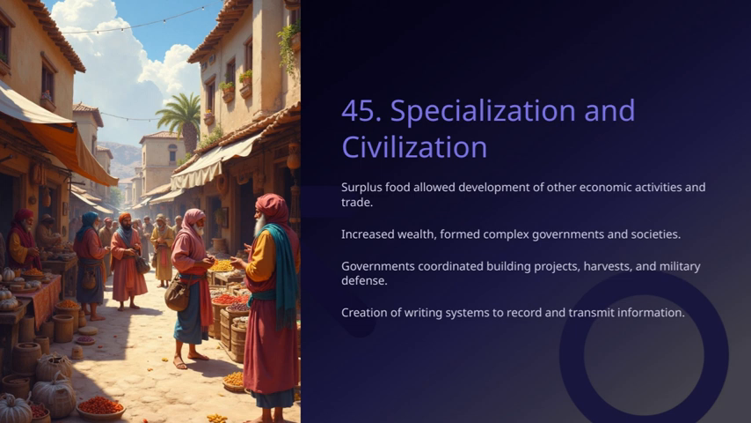As societies grew wealthier and more organized, they formed increasingly complex governments and social structures. Surplus food played a key role here. When communities produced more than they needed for immediate consumption, it freed up resources to develop other economic activities like trade, crafts, and specialization. This surplus, along with the development of writing, led to more specialized roles within society. People could focus on specific crafts or trades, which in turn fueled economic growth and cultural development.